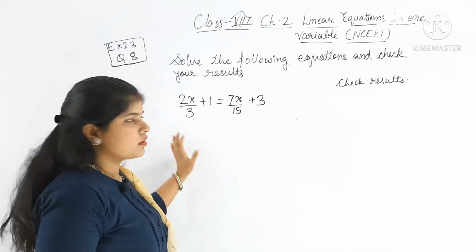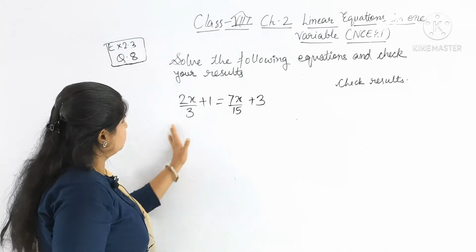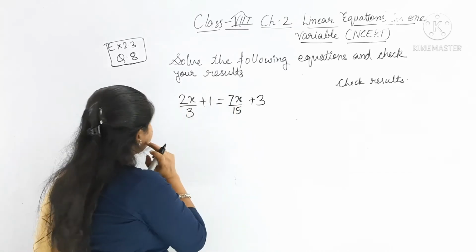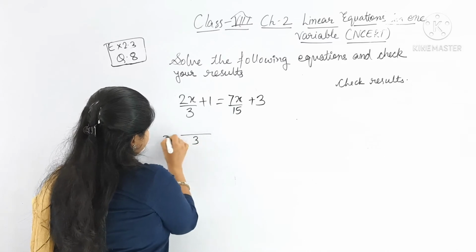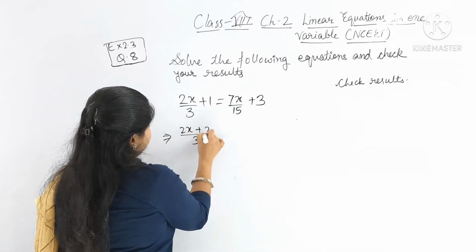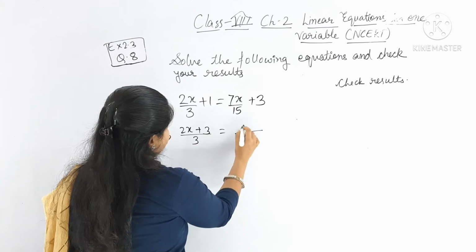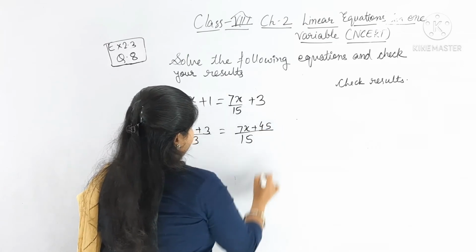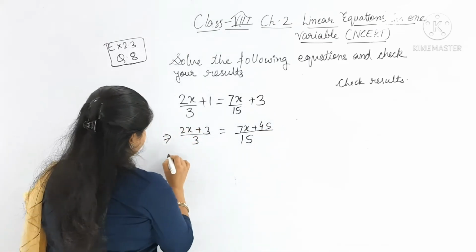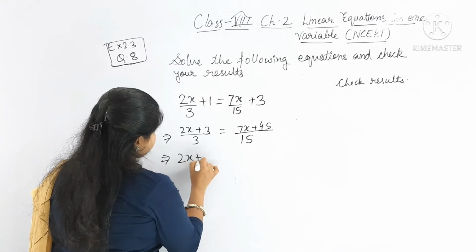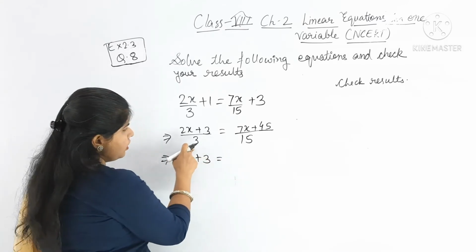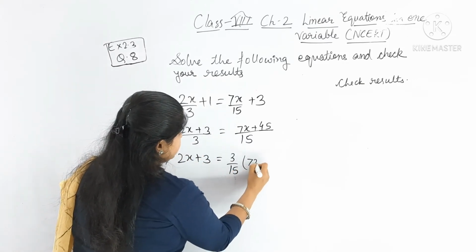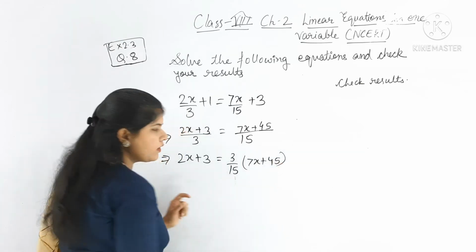Now let's see question number 8. Okay, so here on both sides, which variable is it? x. Okay, but it is in fraction, so we have to take the LCM first. 2x plus 3, right? Here 15, 7x, 15 3s are 45. So 2x plus 3 equal to, I can write this 3 to here. That is 3 by 15, 7x plus 45. Like this I can write.